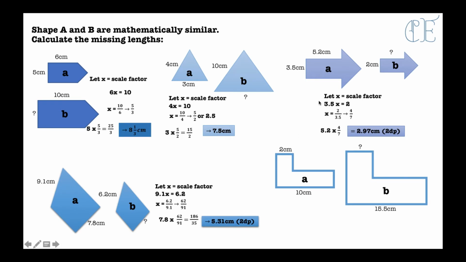Now, both of these will come up on a calculator paper, so don't panic, you can just use the numbers. So if you've got this here and you divide by 9.1 and you get a decimal, use that decimal answer, don't worry about the fractions.